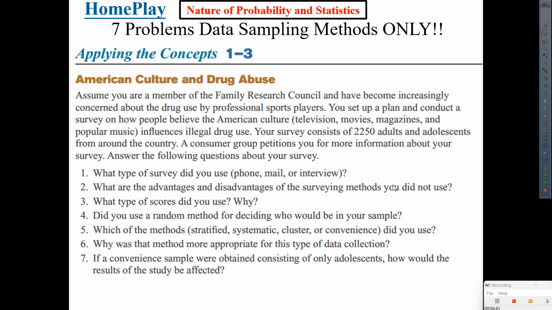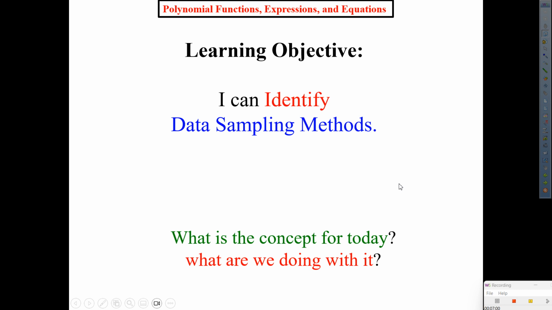So, with that said, get a Cornell note ready, please. Today we're still in the middle of statistics and probability, but today we're going to be looking at data sampling methods. I can identify data sampling methods. Diana, can you get Santi? So, today, like I said, we're going to be looking at data sampling methods.